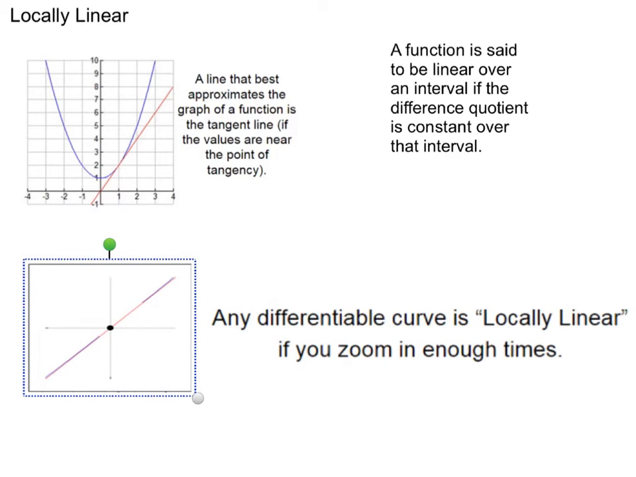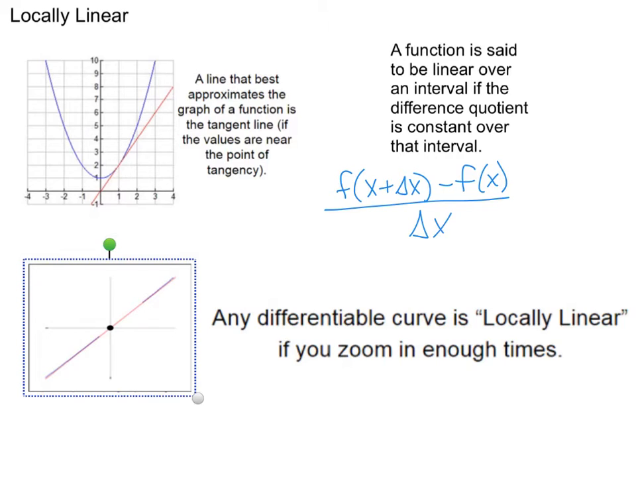So a function is said to be linear over an interval if the difference quotient turns out to be a constant. You remember that the difference quotient is f of x plus delta x minus f of x all over delta x. And so basically it's the slope, right? We're talking about the change in y over the change in x. So when that's a constant, that means that the function is linear.